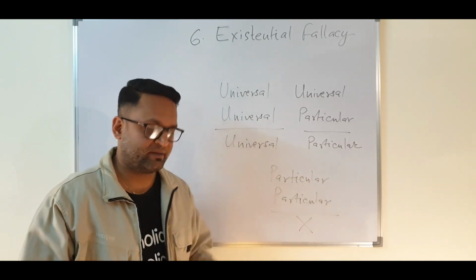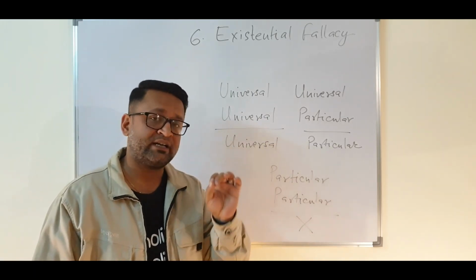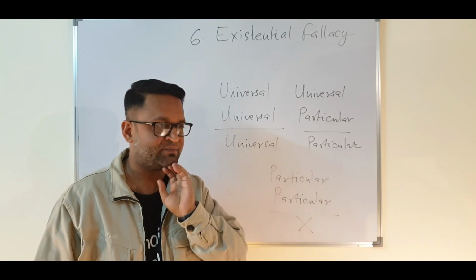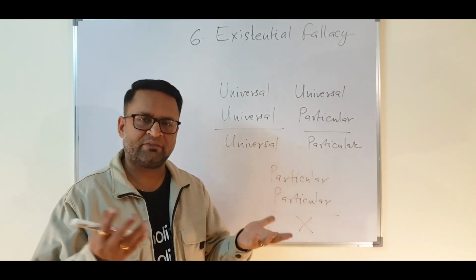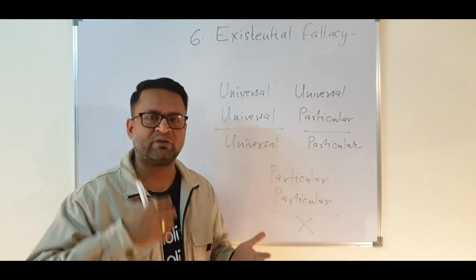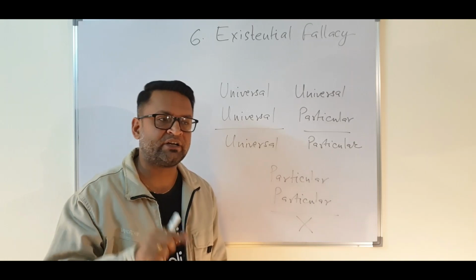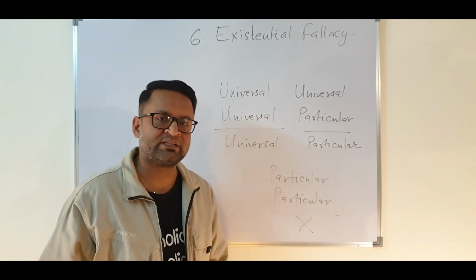After you turn it into a standard form categorical syllogism, the first thing you should check is whether it has three terms, each of which occurs twice. When you turn a categorical syllogism into standard form, you will find that it has three terms, each occurring twice. So the first rule is taken care of.